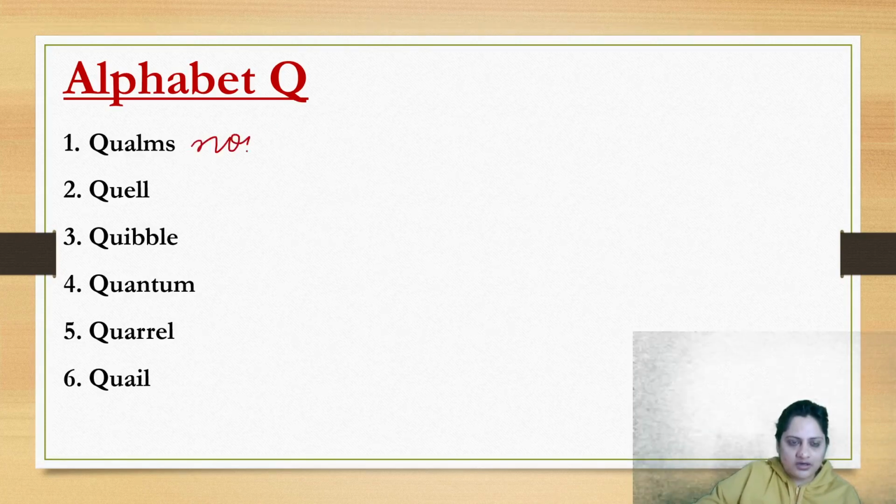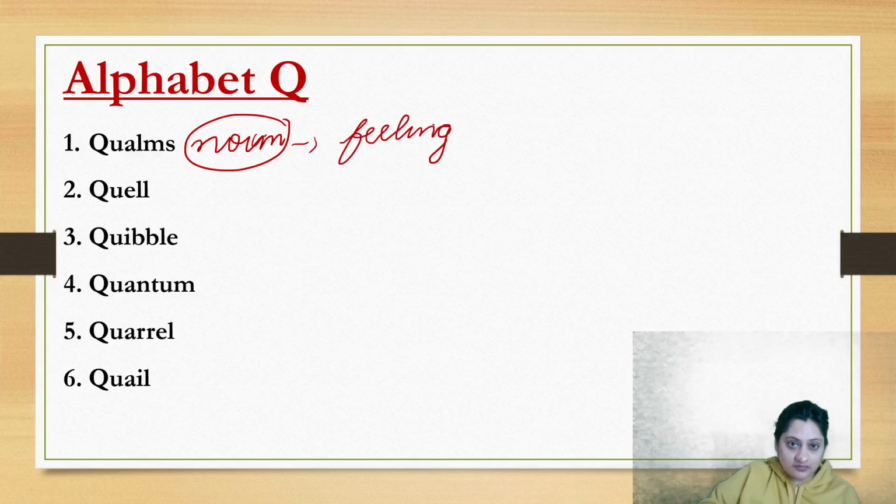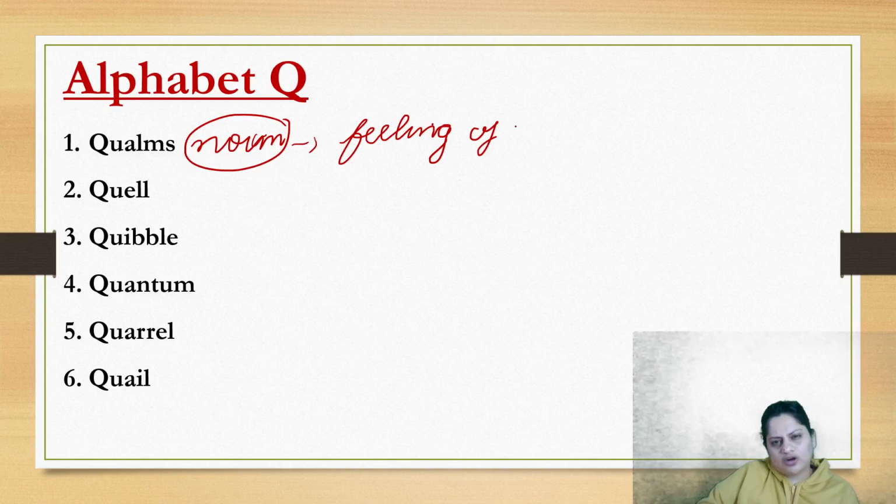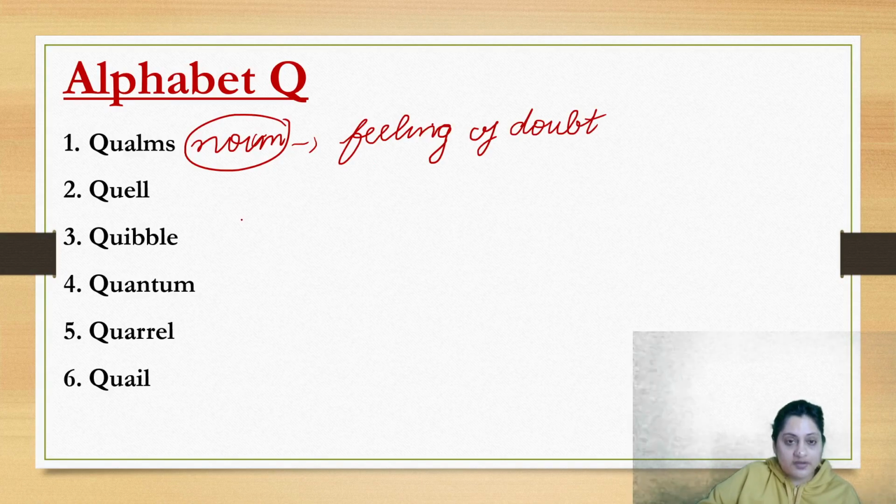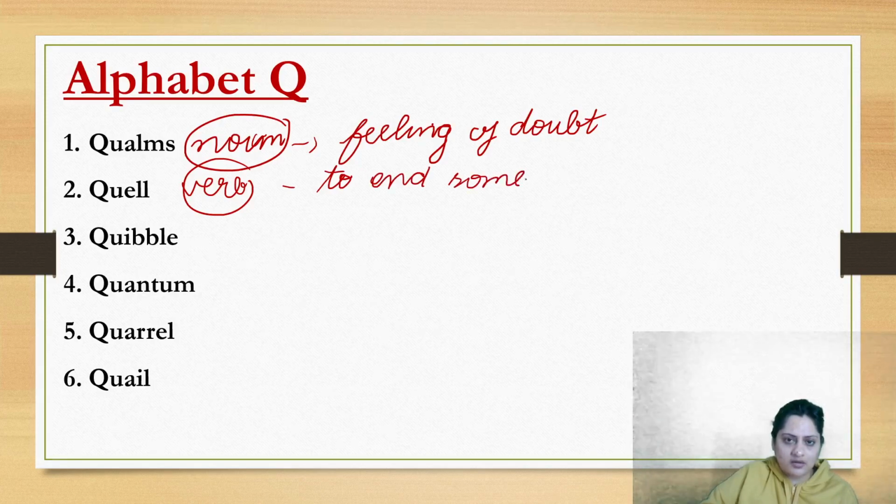Qualms is a noun which means a feeling of doubt, a feeling of worry that you may not be morally right. What you are doing may not be right, may be incorrect, you have qualms, you have doubt regarding something. Quell is a verb meaning to end something by force. Quell, to end something.